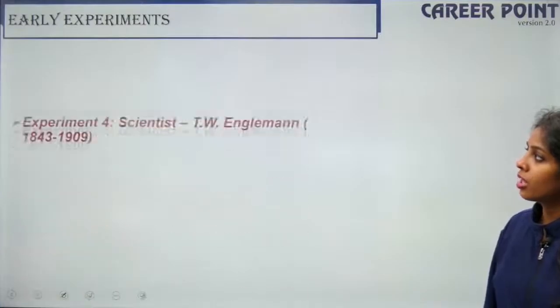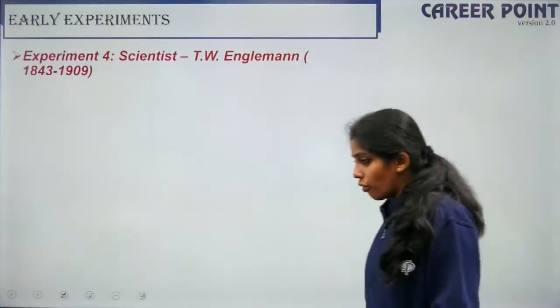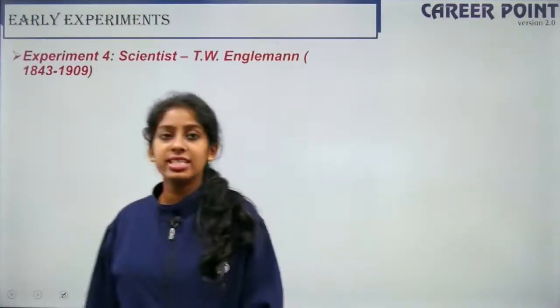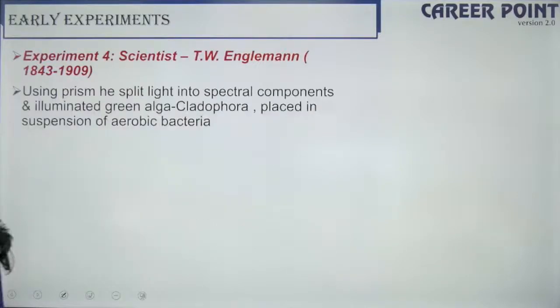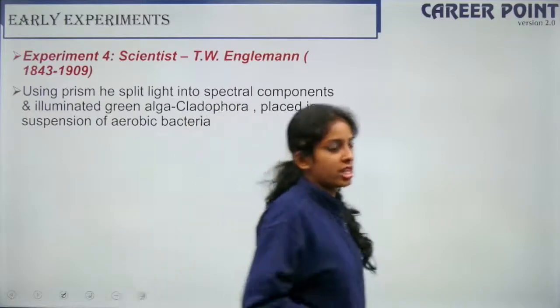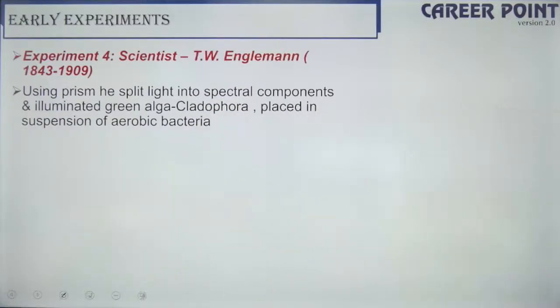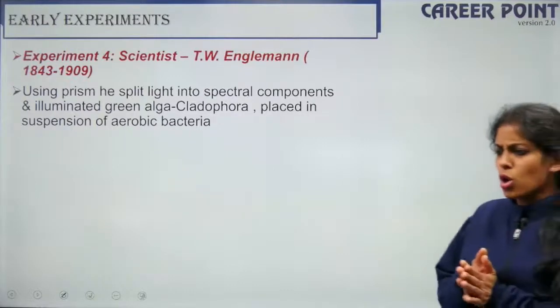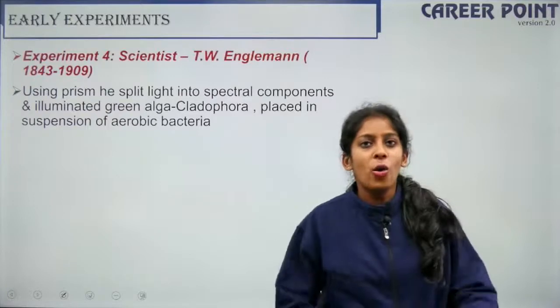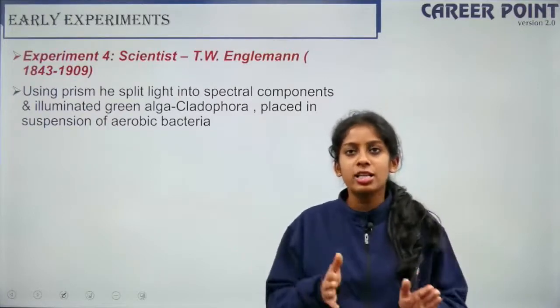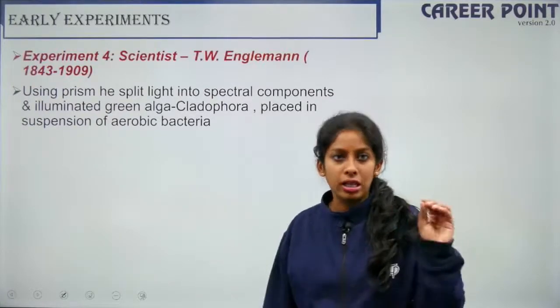Understood? So then you have experiment 4. That is done by the scientist T.W. Engelmann. Alright. So what did he do? He split a prism of colors. A prism has 7 colors, right? The colors of the rainbow. When I join all the 7 colors, I get white light. Now when I split the prism, I get the spectral components of all the colors, right?